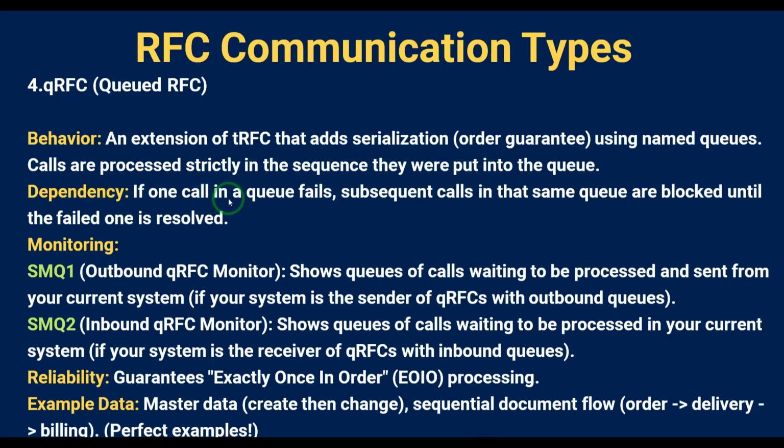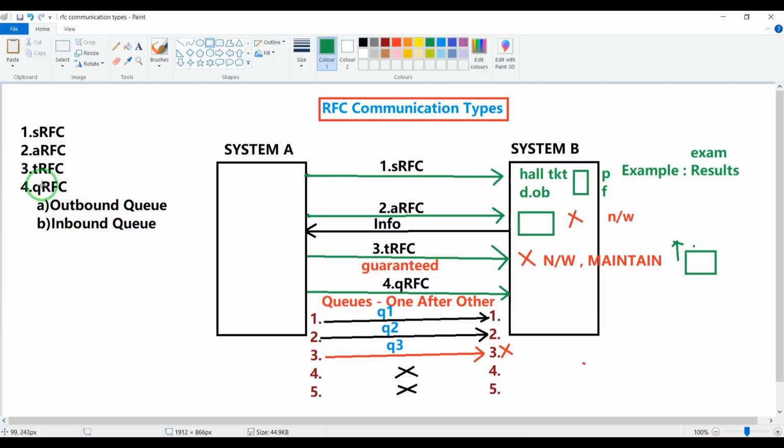If one call in a queue fails, the subsequent calls in the same queue are blocked until the failed one is resolved. In queued RFC, it is also a guaranteed RFC, a type of transactional RFC only. But how is it sending the data from the source system to the target system? In a queue way, one after another.